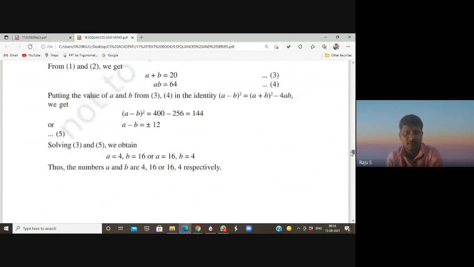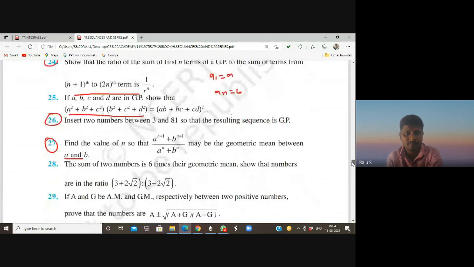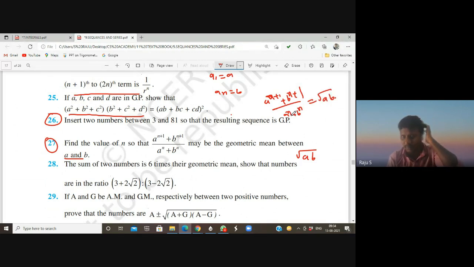So all of you do it fast. Tell me what is the value of n here. The geometric mean is nothing but what? Root AB. a power n plus 1 plus b power n plus 1, divided by a power n plus b power n, is equal to root AB. Now you have to simplify and tell me, for what value of n both will be equal, you can cross multiply.